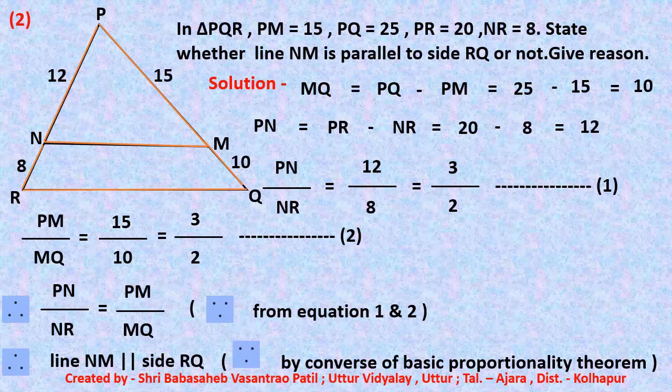The reason is, from equation 1 and 2, if the ratios are similar, then we can use the converse of the basic proportionality theorem, so line NM is parallel to side RQ. In this way, we can solve the example.